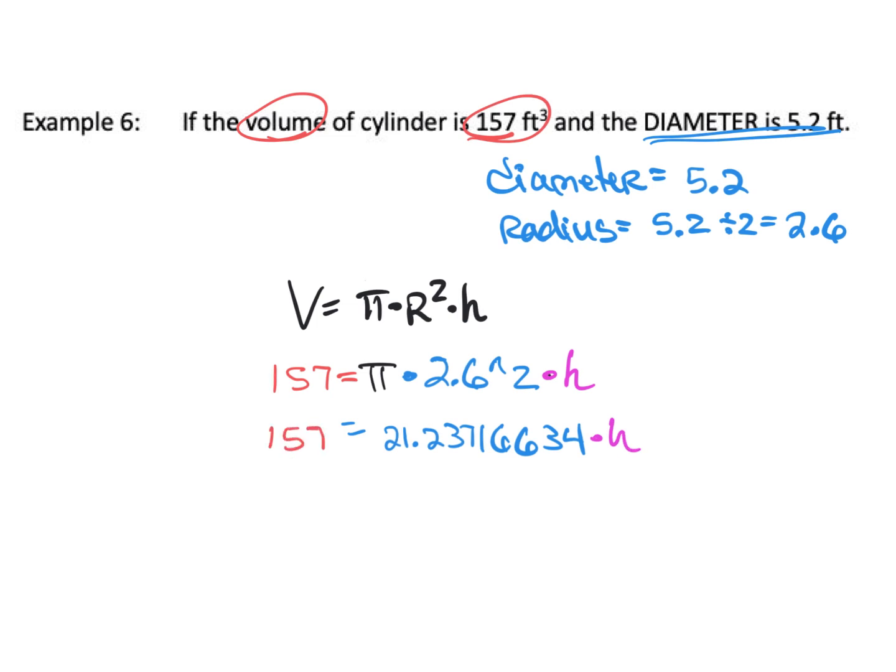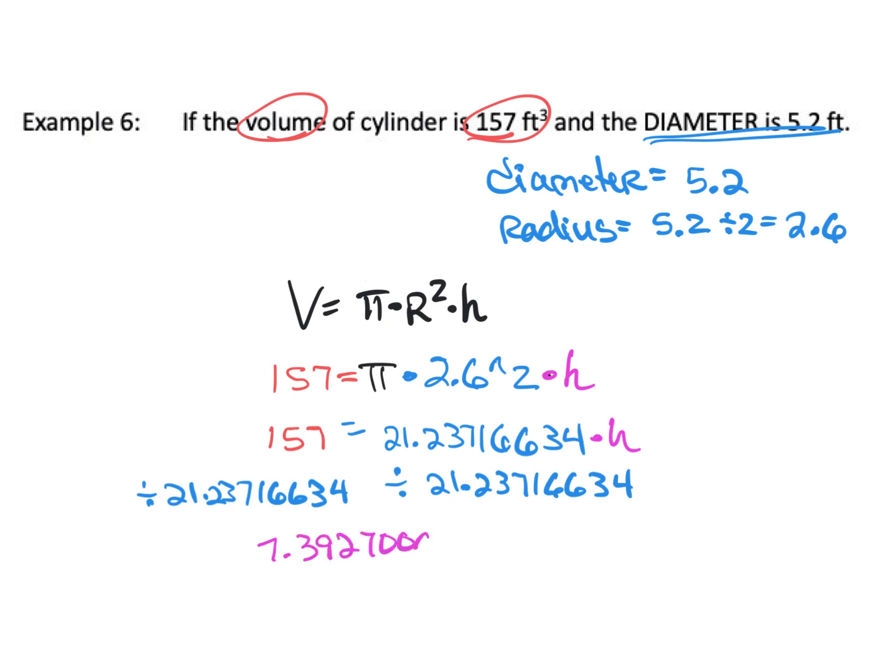157. And again, because this number is multiplying the height, we're going to go ahead and divide by that number, the 21.237166634. So we're going to divide both sides by 21.237166634. Let's put it in our calculator. 157 divided by 21.237166634. And we get 7.3927000019, right? And then we're going to do 2 decimal places.